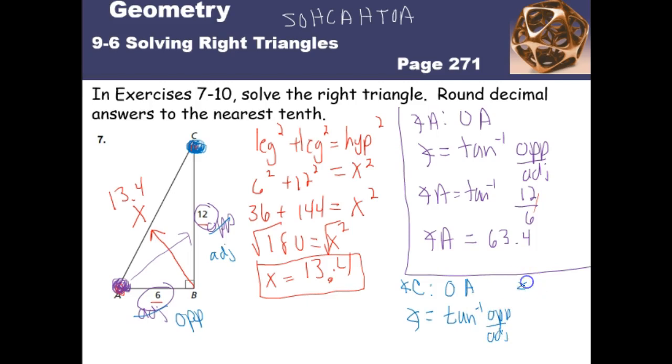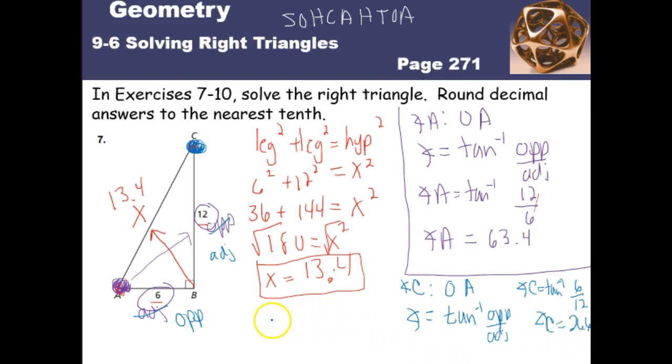So that means angle C is equal to the inverse tangent, this time of 6 over 12, not 12 over 6. So on my calculator, I'm going to say inverse tangent, so second tan, but this time 6 divided by 12. And I'm going to get 26.56. But that last 6 makes the 5 a 6, so it's 26.6.